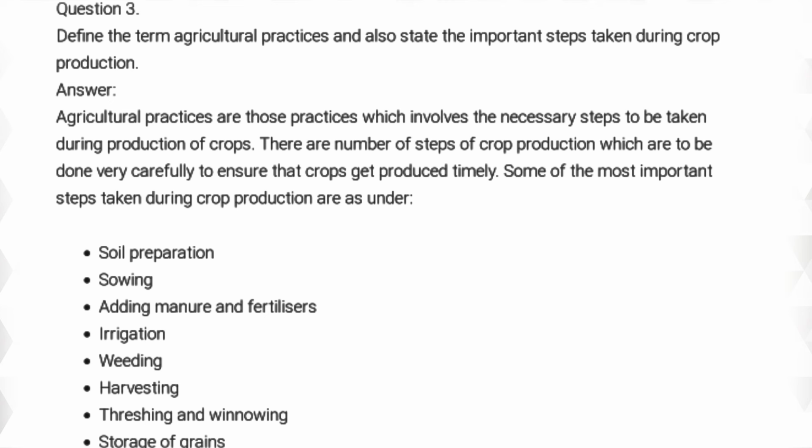Third question is, define the term agricultural practices and also state the important steps taken during crop production. The answer is, agricultural practices are those practices which involve necessary steps to be taken during production of crops. There are a number of steps of crop production which are to be done very carefully to ensure that crops get produced timely. Some of the most important steps taken during crop production are as under: soil preparation, sowing, adding manure and fertilizer, irrigation, weeding, harvesting, threshing and winnowing, storage of grains.